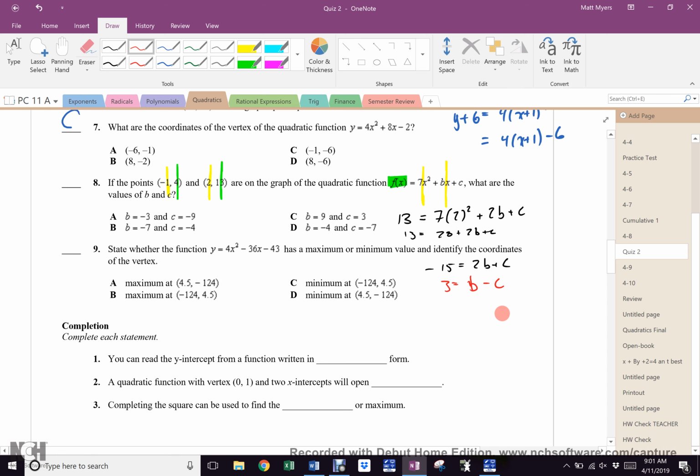Right? If I add them together, what eliminates? The c will disappear. So I will have negative 12 equals, what's 2 plus 1b? 3b. So what is b? Negative 4. Where is it? D.